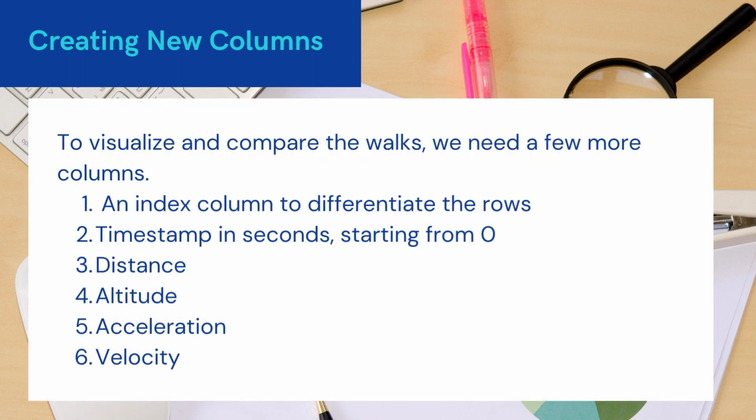To visualize and compare the walks, we need a few more columns. 1. An index column to differentiate the rows. 2. Timestamp in seconds, starting from 0. 3. Distance. 4. Altitude. 5. Acceleration. 6. Velocity.